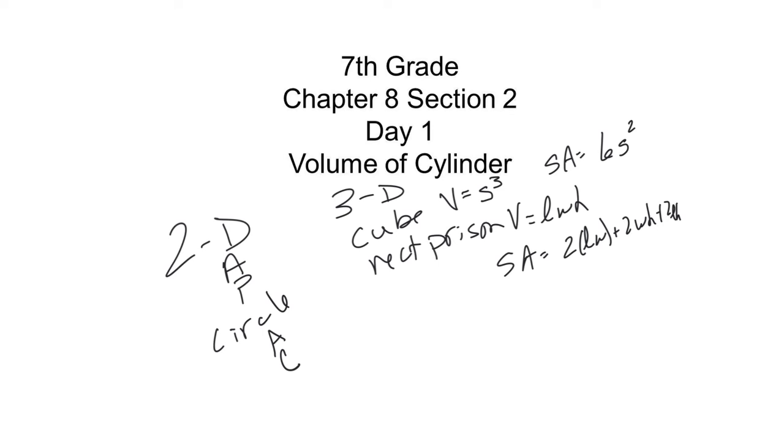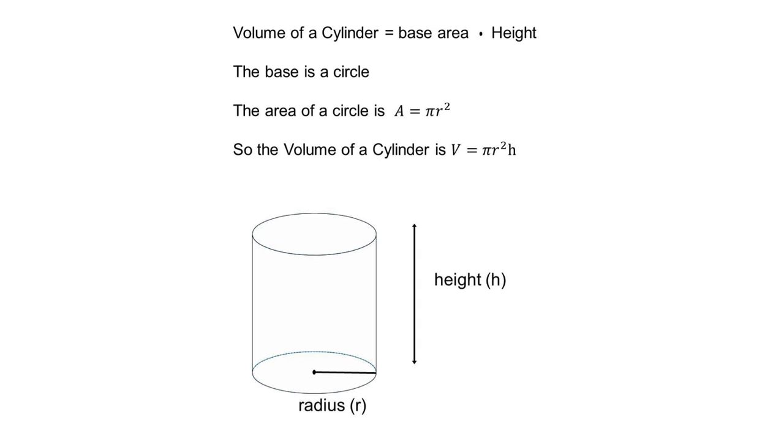And today our next three-dimensional shape, we are going to talk about volume of a cylinder. A cylinder is like your Coke can, or like the paper towel that's on your table, or like a toilet paper roll. Those are all cylinders.